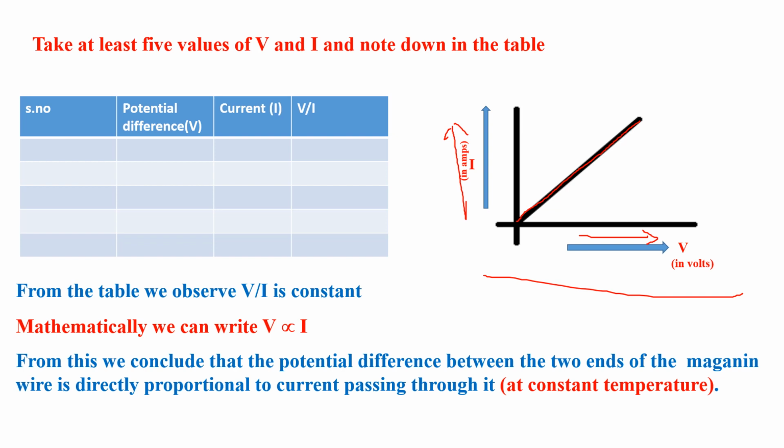So from this we can conclude that the potential difference between both the ends of the magnet wire is directly proportional to the current passing through it. But one point you should remember: the temperature must be constant. If the temperature increases, then everything changes. The temperature must always be constant while doing this experiment, so as to get a constant ratio. V is directly proportional to I, and for that, constant temperature is very necessary.